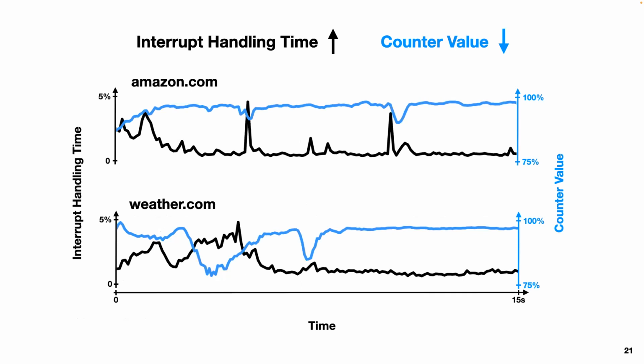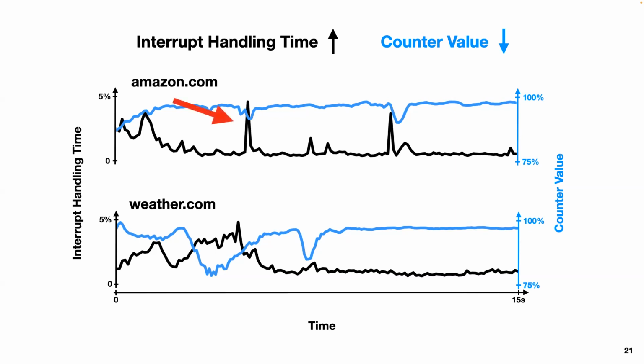So here are some examples. This is a lot on this slide, but let's go through it. The blue line is the counter values that are recorded by the attacker that Jules was explaining earlier. As time increases from left to right, these are the counter values that the attacker is recording. The black line is the time that your processor spent handling interrupts at that moment in time. And you'll see that when interrupt handling time increases, the counter value decreases. This is because the attacker essentially has less time to process stuff.